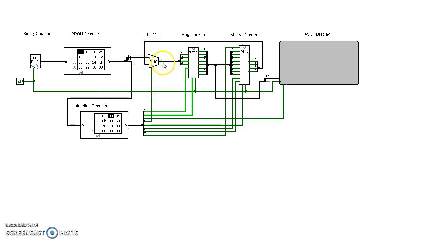Here we have a MUX, which allows us to select the source of the data that will be stored in our register file. We can write to the register file from either the program that is output from the PROM, or we can write from the accumulator built into the arithmetic logic unit.